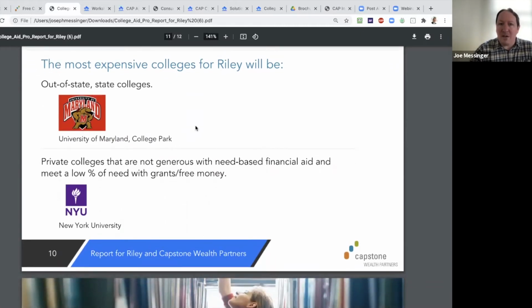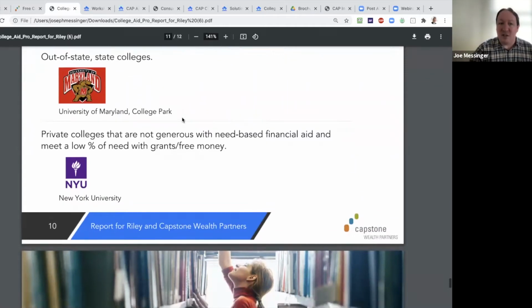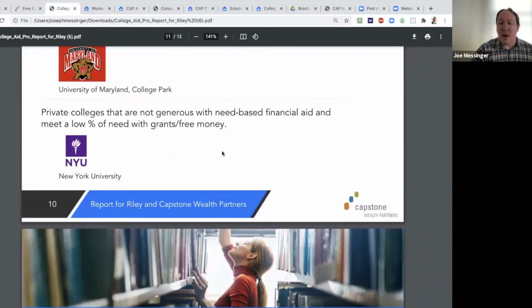Do they offer merit scholarships or need-based financial aid for out-of-state students? In many cases, they do not. But again, the school's business model is different all over. We can't make a blanket statement like this, but you want to be cautious of private schools that don't do well with grant money, like NYU.